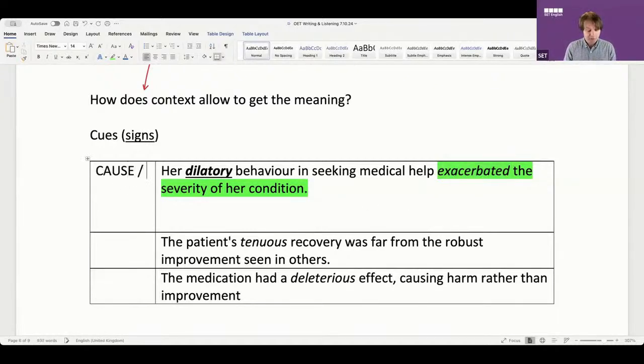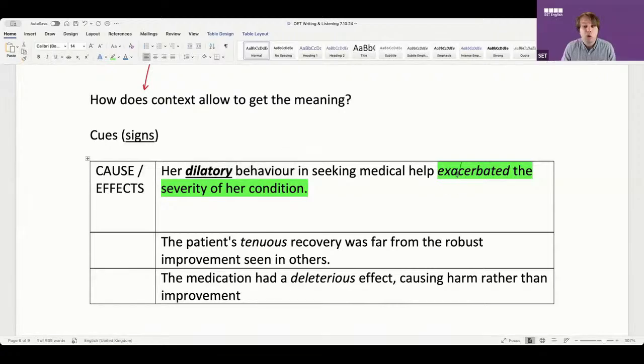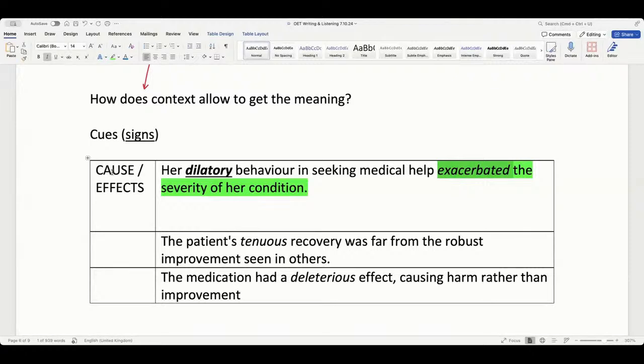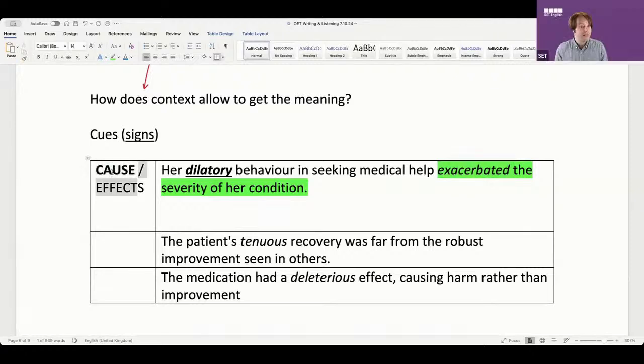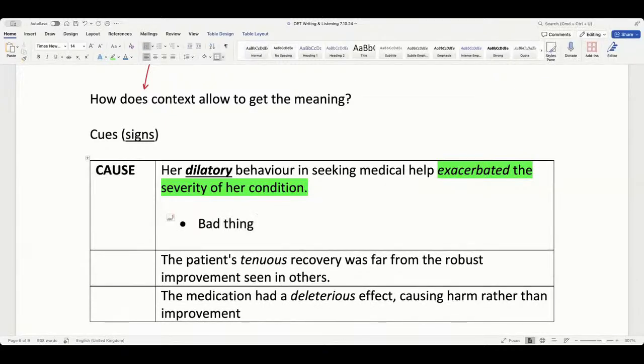Cause and effects in sentences can help us to get the meaning, right? This behavior is poor behavior, causing what? Worsening of symptoms, condition. So when we see causes in sentences, we can guess the meaning. We can say it must be a bad thing, a poor behavior.